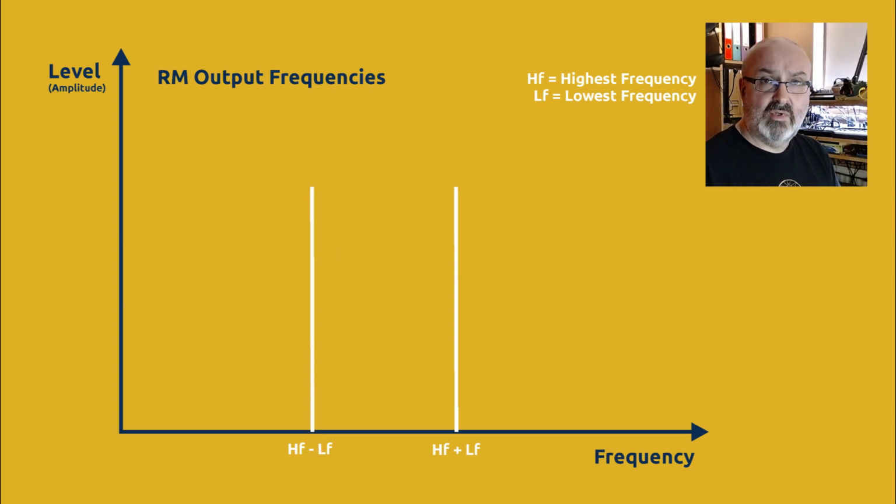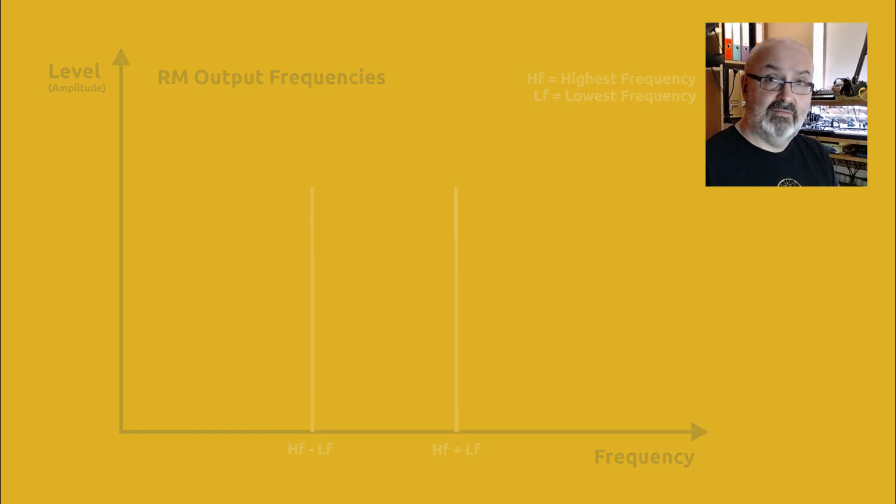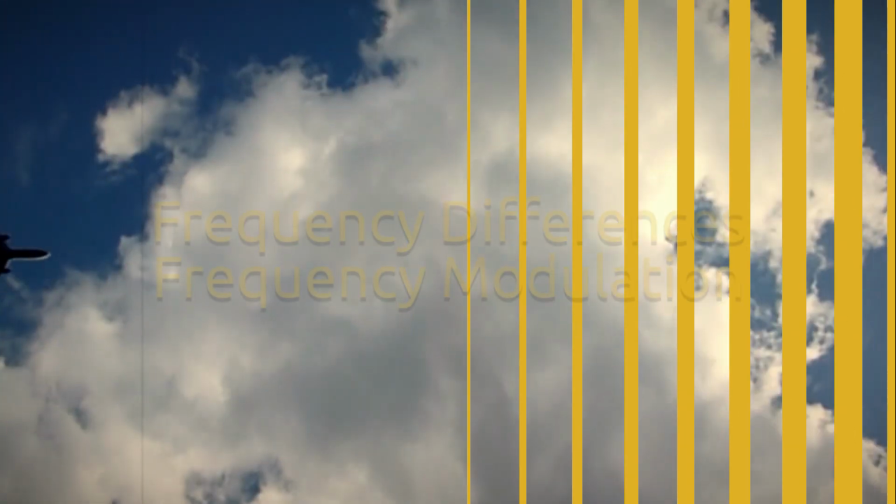Now the other thing that's worth noting with ring modulation is that the carrier frequency is not there. It's gone. It's been eradicated by the process of the ring modulation. Now if we were doing amplitude modulation, which I covered in a previous video, then the carrier would still be there, and that's the fundamental difference between amplitude modulation and ring modulation. And frequency modulation is different again. So let's move on to that.